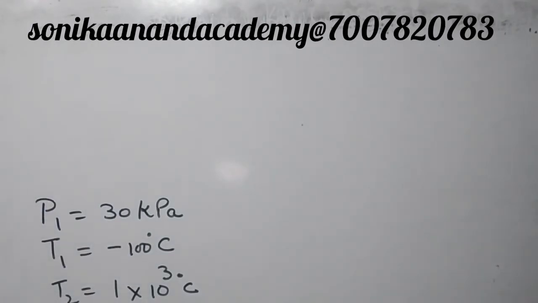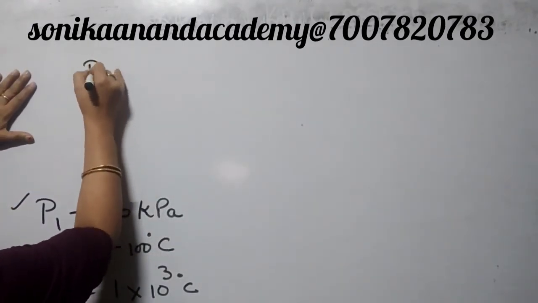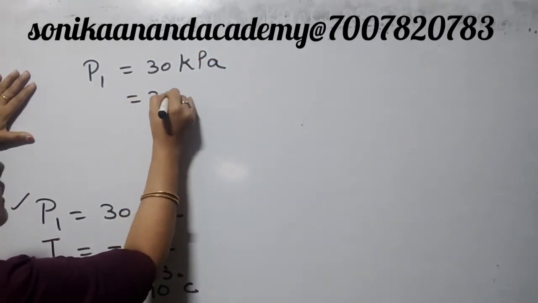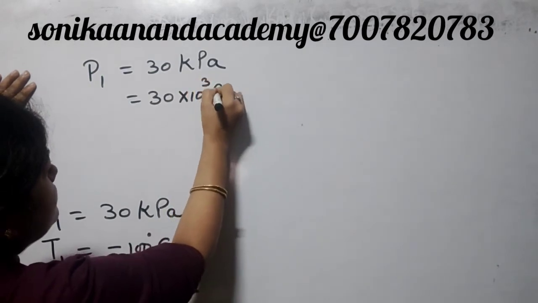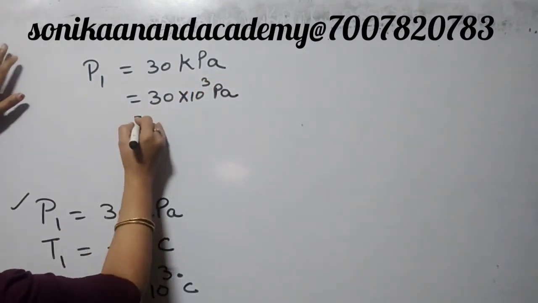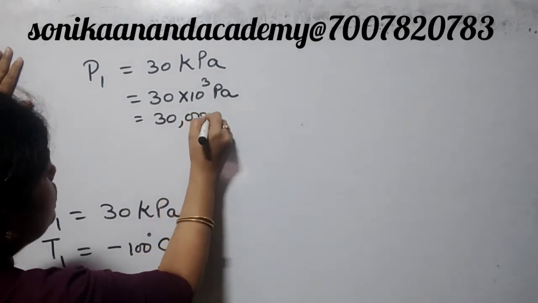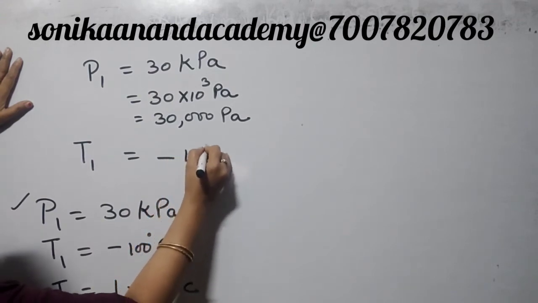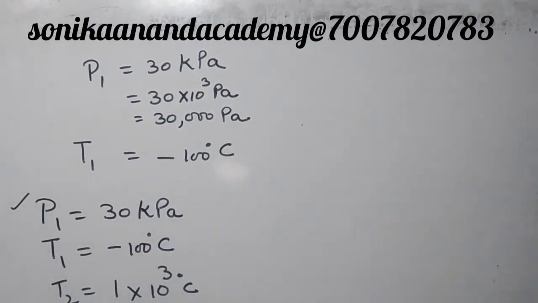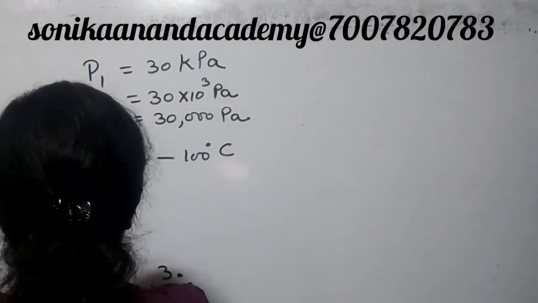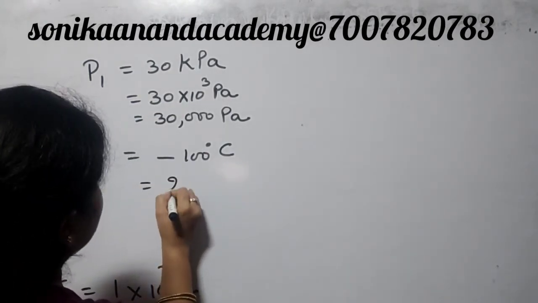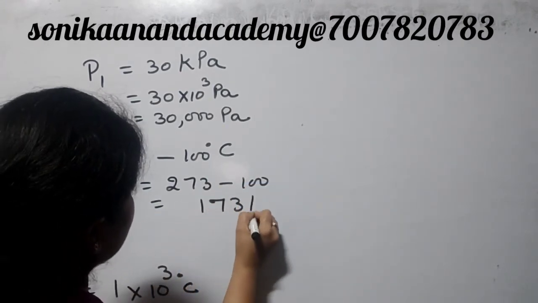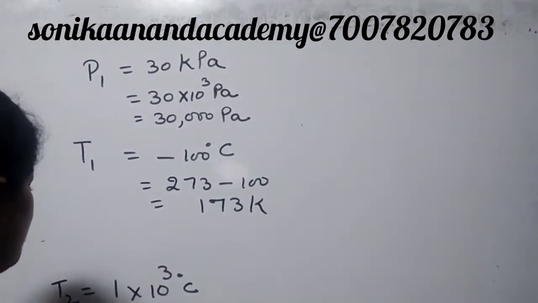Now observe here carefully. Pressure P1 is equal to 30 kilopascal. So converting it, we get 30 into 10 to the power 3 pascal, so we can write it as 30,000 pascal. Okay. Now T1 is equal to minus 100 degrees Celsius. Now convert it into Kelvin. We have to add 273 to minus 100 degrees Celsius, and we are left with 173 Kelvin. Clear?